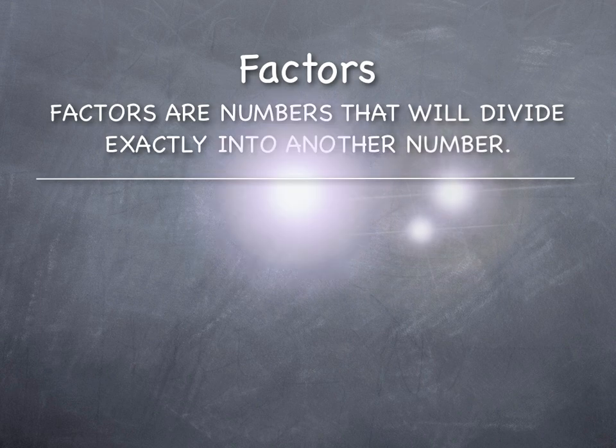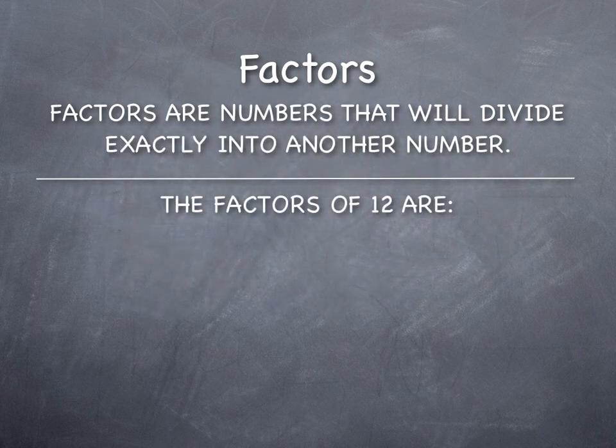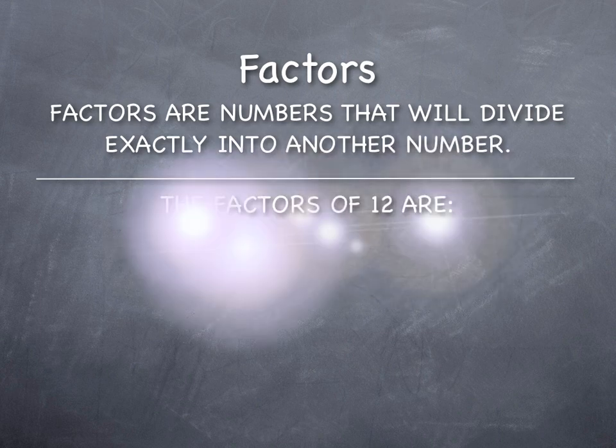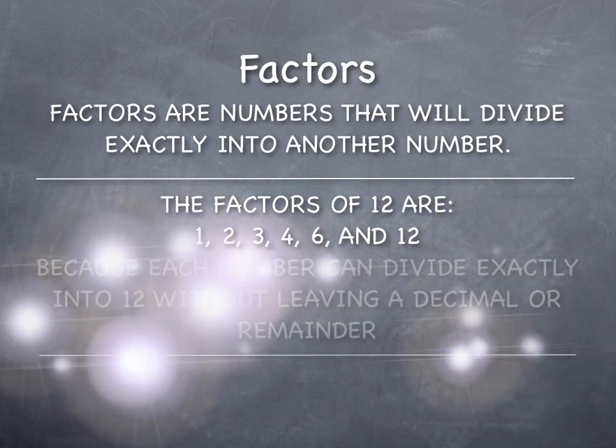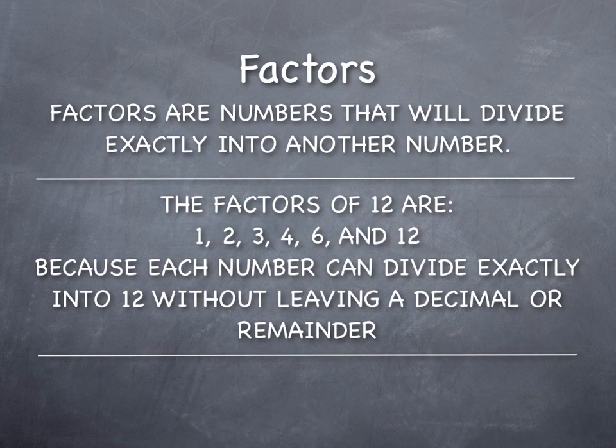All right, let's, for instance, look at the number 12. 12 is a number that has several factors, but what are they? Well, I'll tell you right now that they are 1, 2, 3, 4, 6, and 12. But why are those numbers factors of 12 and not, for instance, 5, 7, or 10? Well, the reason that those are factors is because each of those numbers can divide exactly into 12 without leaving a decimal or a remainder.